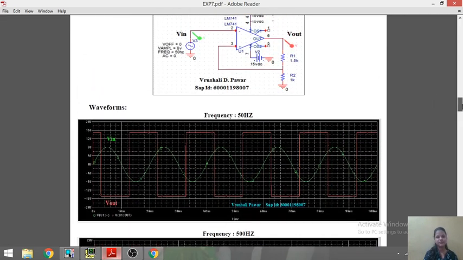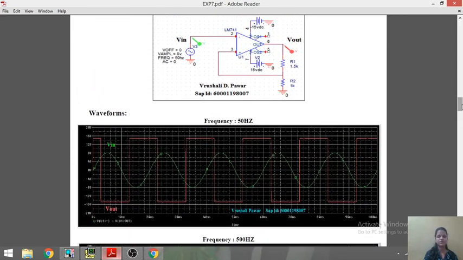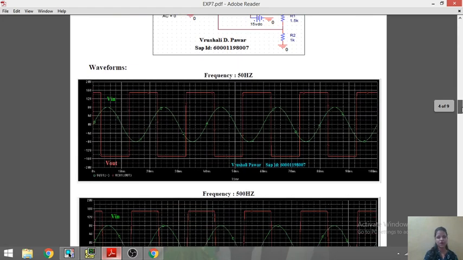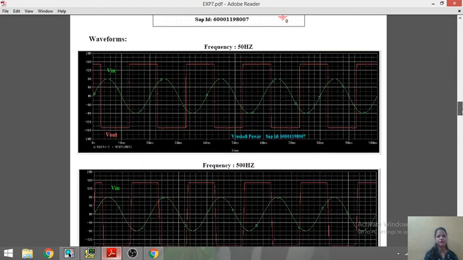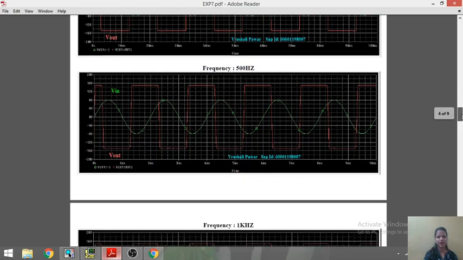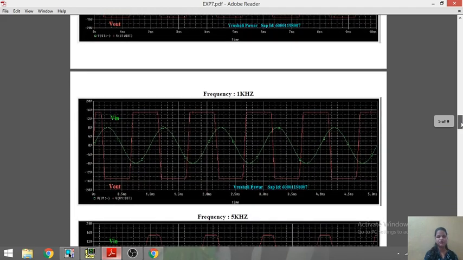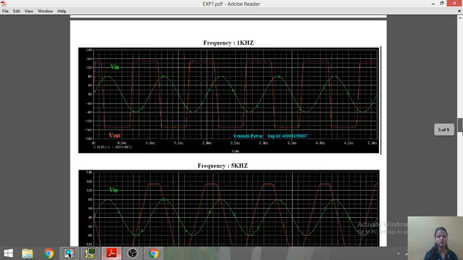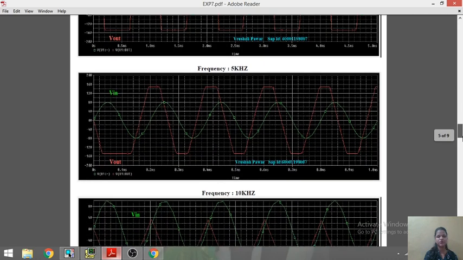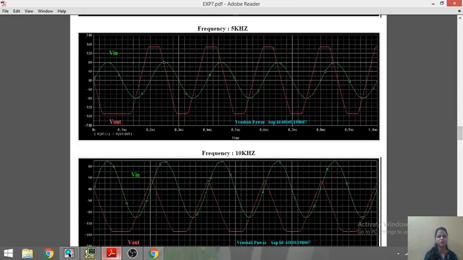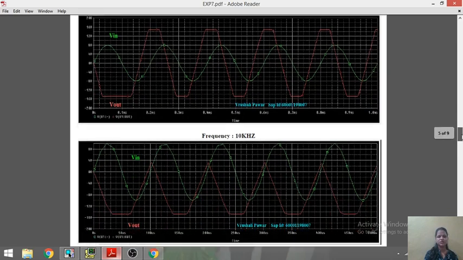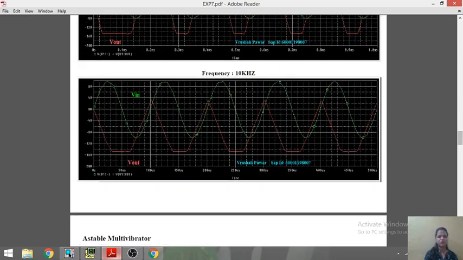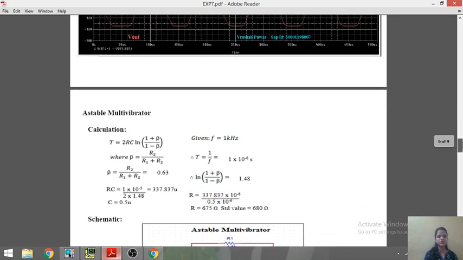Here in this Schmitt trigger I took various frequencies for various outputs. For a frequency of 50 hertz the waveform is this, for 500 hertz the waveform is this, and for a frequency of 1 kilohertz the green one is the input and the red one is the output. You can see the waveform of that. For a frequency of 5 kilohertz, in the input output waveform you can see the output is clipped. Next, for a frequency of 10 kilohertz the output goes into the negative. You can see here. So next is the astable multivibrator.